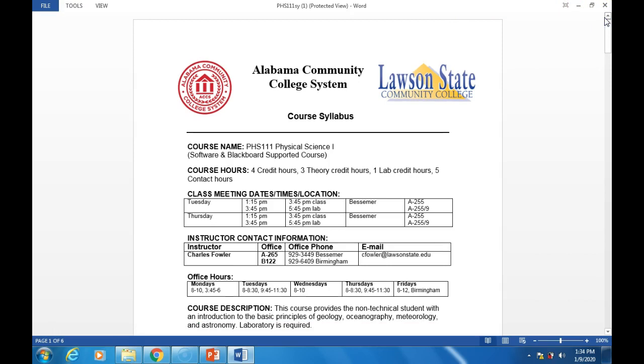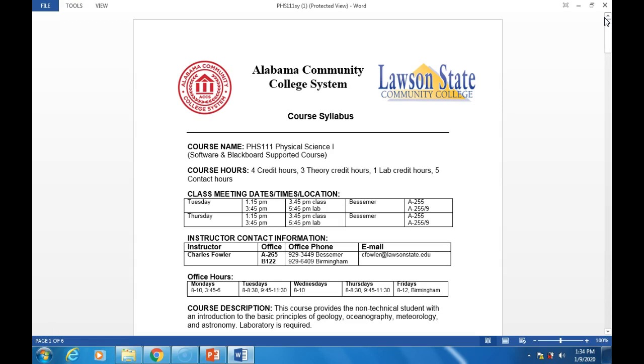Here is the syllabus, and we may run into a few changes, but hopefully this is pretty close to being true. All right, the course is Physical Science 111, Physical Science 1. Everybody in the right class? Good, okay. They say software and Blackboard supported course, blah, blah, blah.